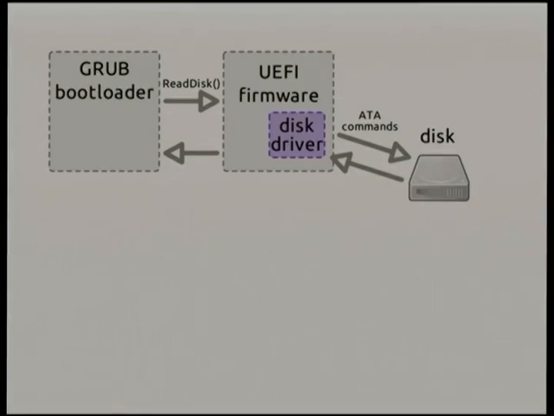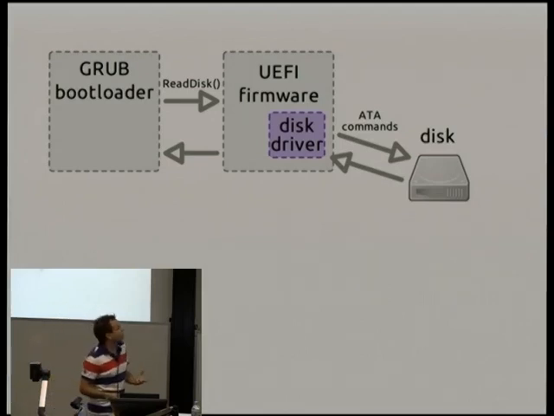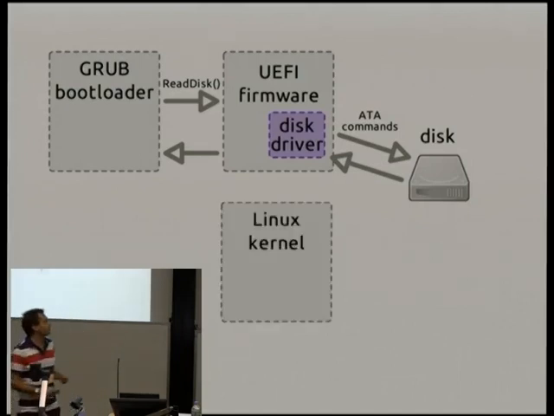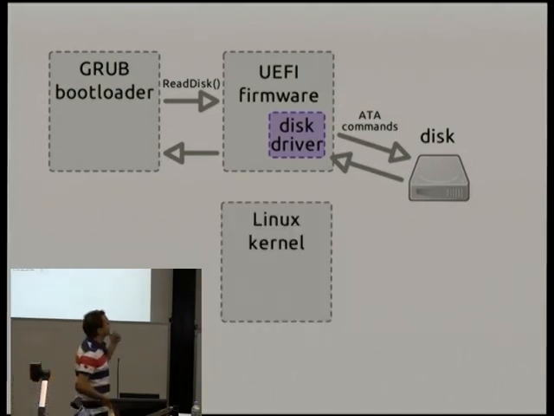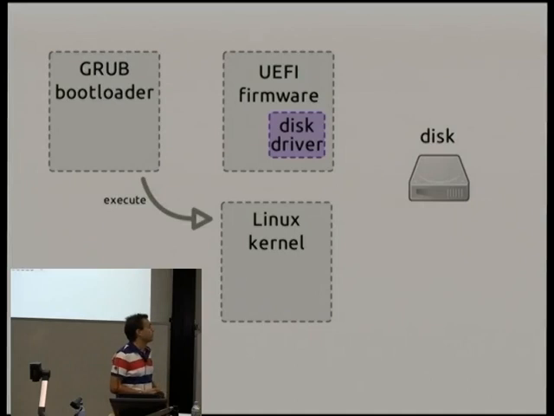In this case, our bootloader has requested a read from the firmware. Firmware has a little disk driver which performs the right commands to talk to the disk and read a sector off the disk. Data is returned to the disk driver, and then the firmware returns that to the bootloader. So we're using some of the functionality that firmware gives us in our bootloader process, and typically this read example will be to load our kernel into memory. Here, grub has used the firmware interface provided by this UEFI firmware, the read disk API, loading our Linux kernel, and then finally passing the execution to the Linux kernel.